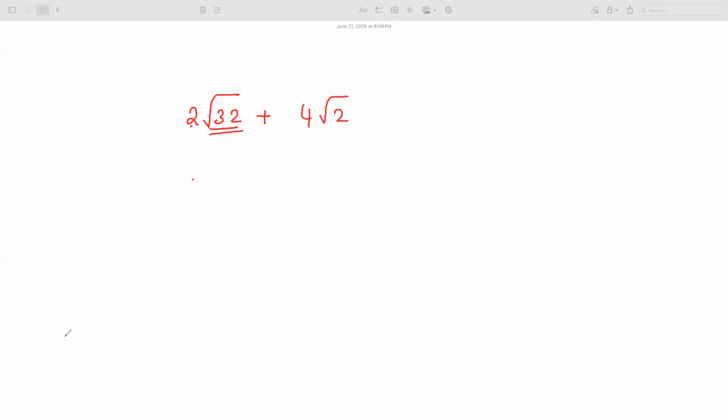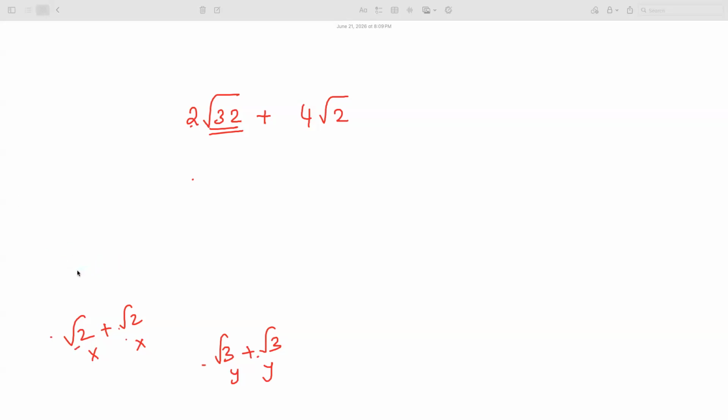Write it down. If you have square root of 2 plus square root of 2, it's like x plus x. If you have square root of 3 plus square root of 3, it's like y plus y. Do you get it? But you can never add these two together. You got it? They should remain as it is. When they are alike, you can add them together.